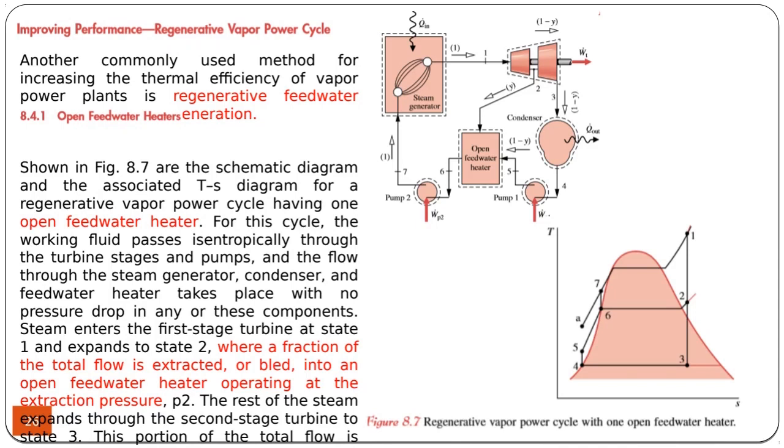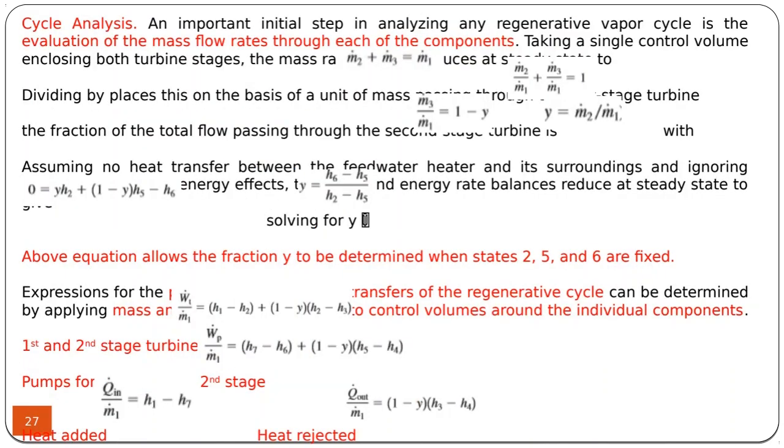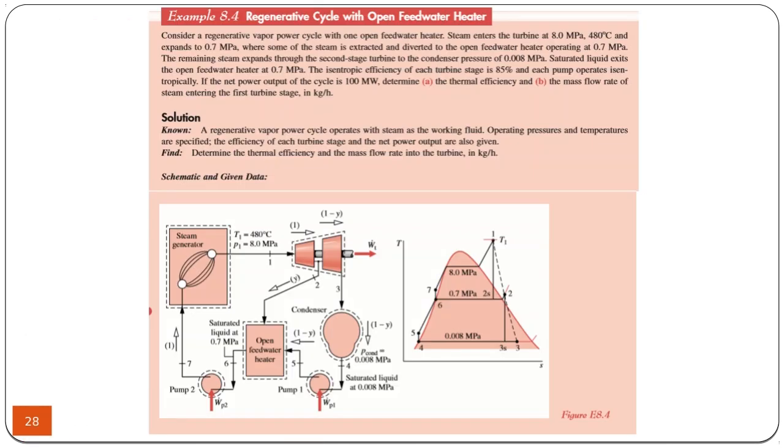So there may be other modifications to the system, such as some vapor could be taken out from the first stage into an open water heater. Then it can be combined with the exit of the condenser, but you can just skip this. Don't spend time on this. Also, the numerical example can also be skipped.